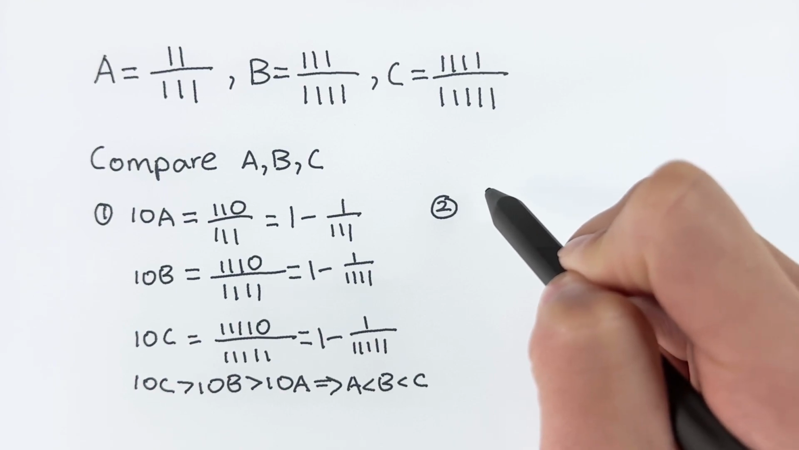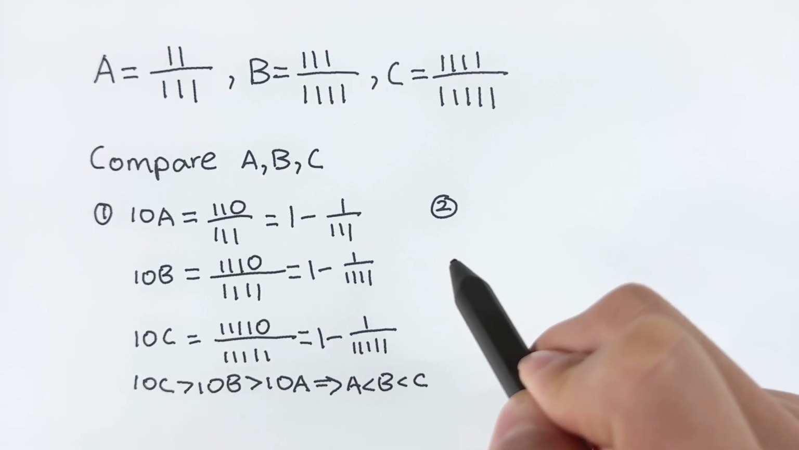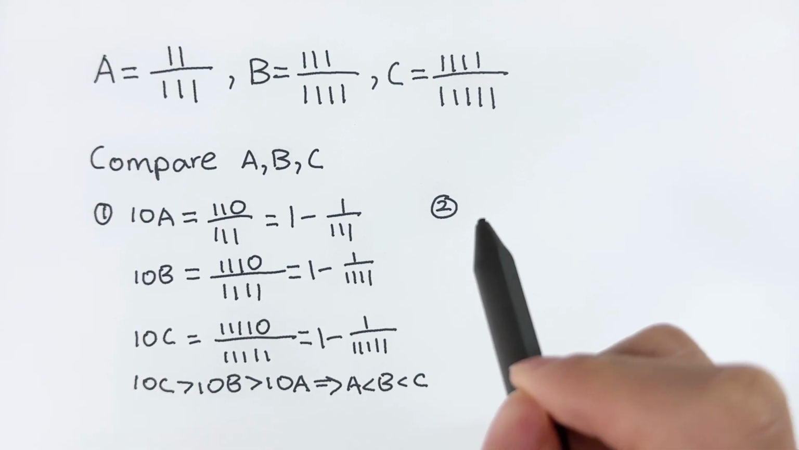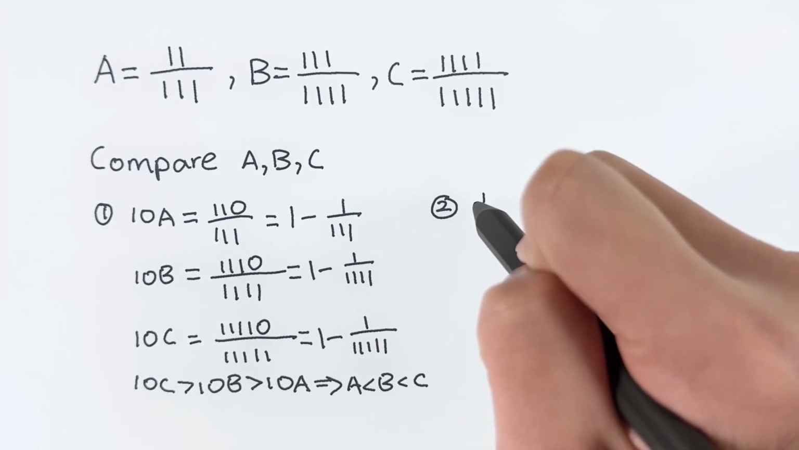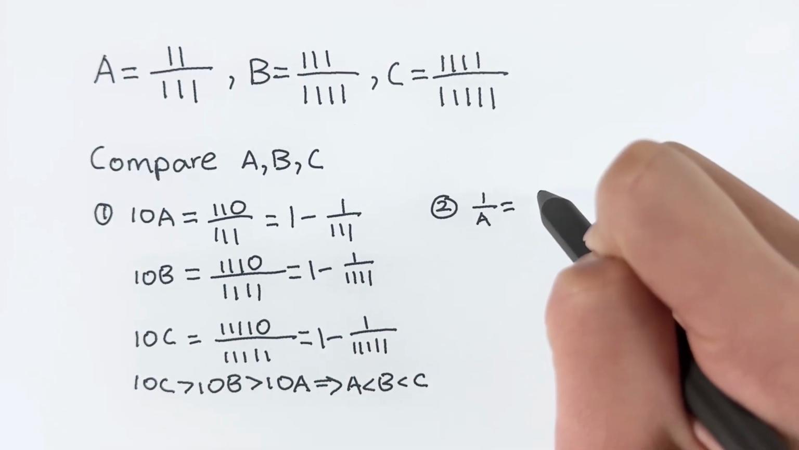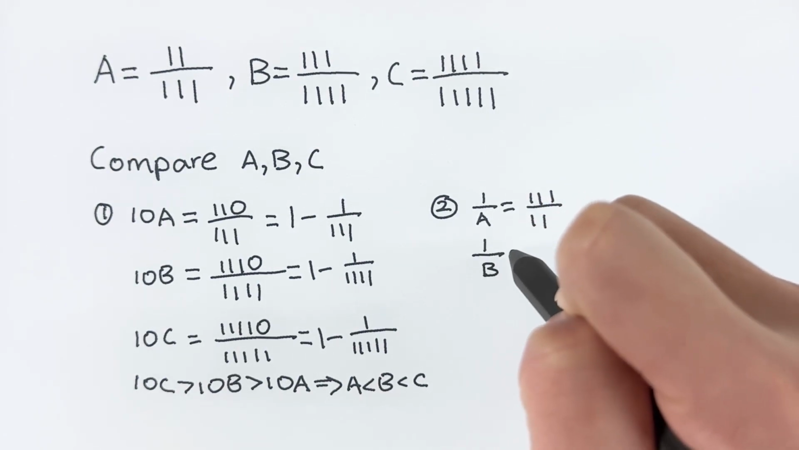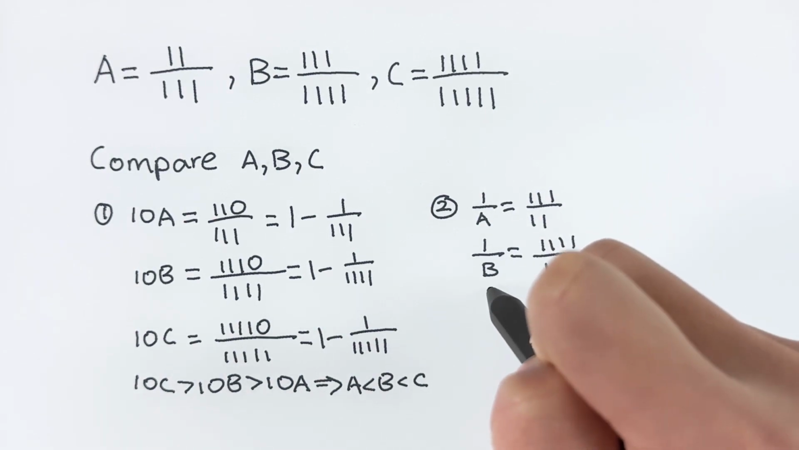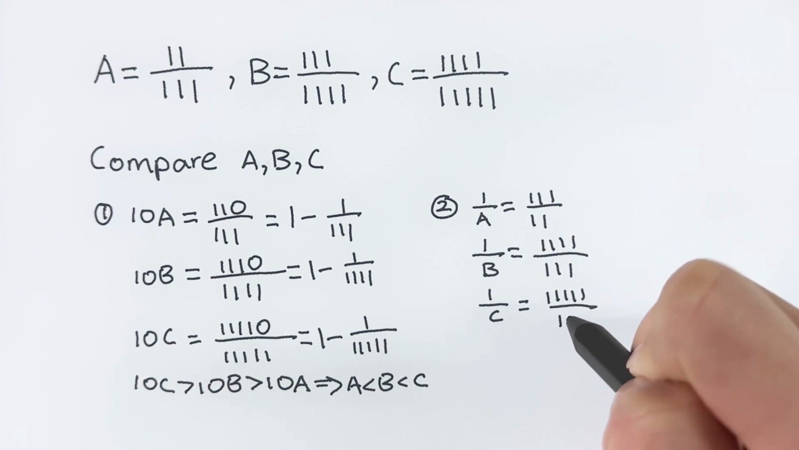The second method to do this will be using the properties of fractions, which is known as reciprocals. Taking a reciprocal of a fraction is basically dividing 1 by the fraction. So 1 over a equals 111 over 11. 1 over b equals 1,111 over 111. 1 over c equals 11,111 over 1,111.